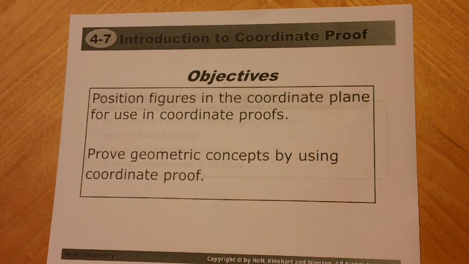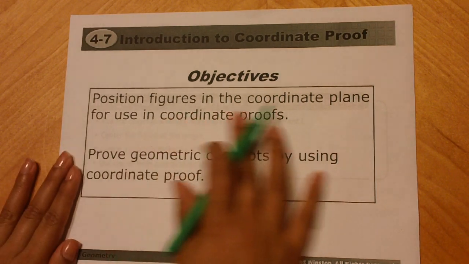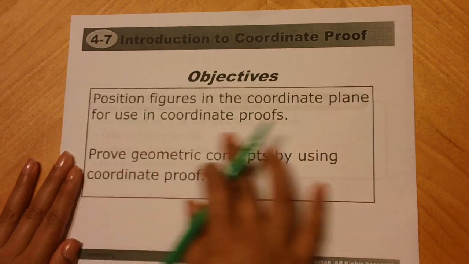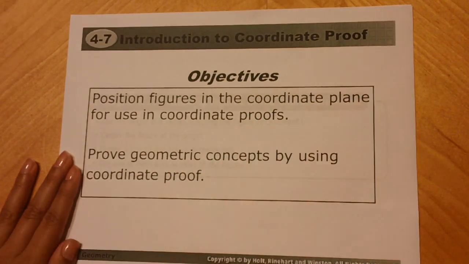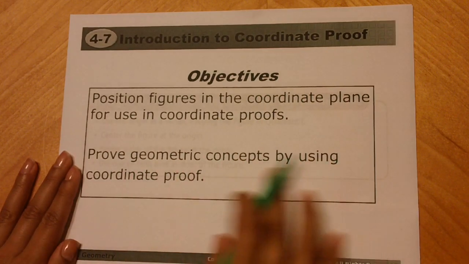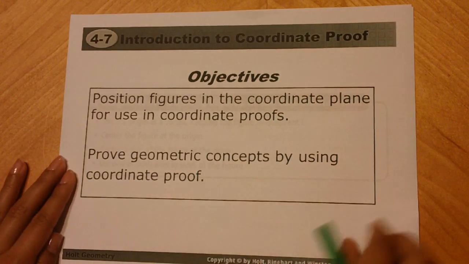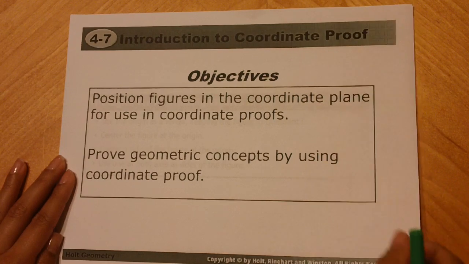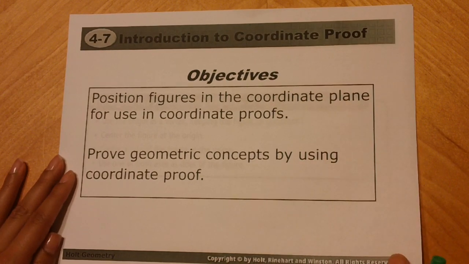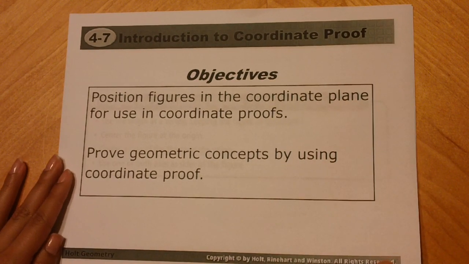Chapter 4, Section 7. We're introducing coordinate proof. Our objective is to position figures in a coordinate plane for use in coordinate proofs and to prove geometric concepts by using coordinate proofs. So go ahead and pause the video, take a look at your agenda, find the DOK chart, and use the depth of knowledge words to write an essential question.